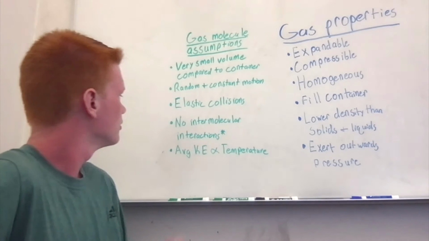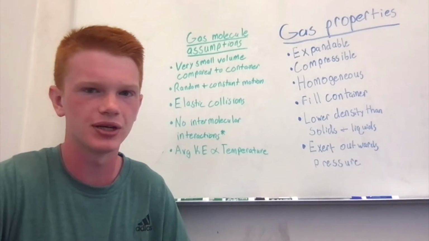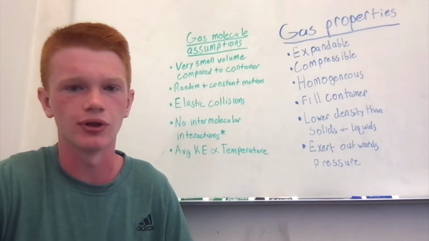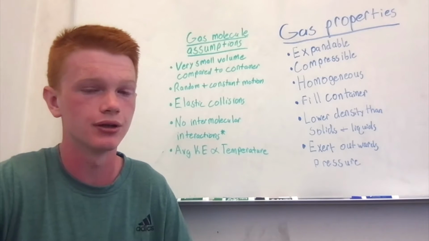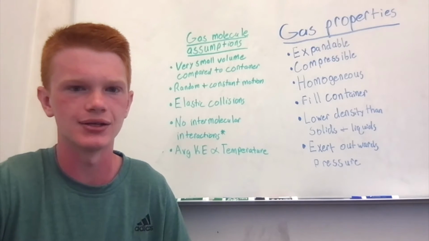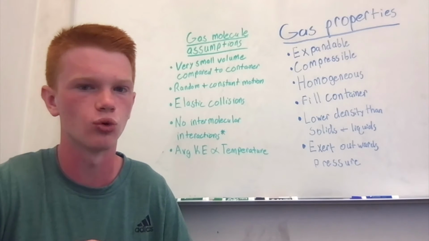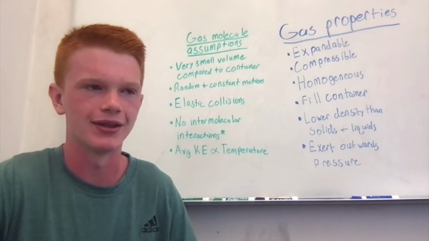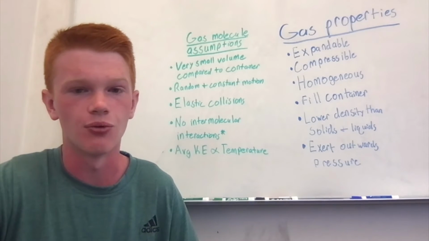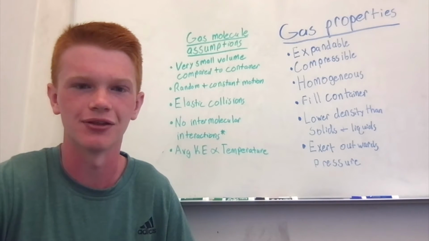And then no intermolecular interactions. I have a little asterisk on there because that's not always the case. There are always a few intermolecular forces between atoms, but if we want to idealize a gas as an ideal gas, we can assume that there are no intermolecular interactions and that they're just points bouncing around. And then there's a different formula for gases that you don't want to treat as ideal, that are a little more polar, but that is in another lecture.